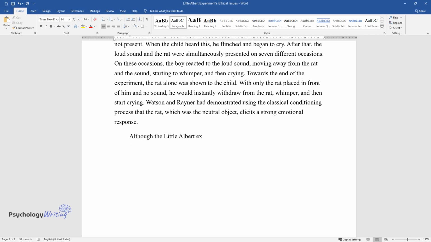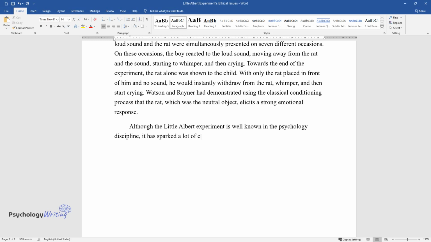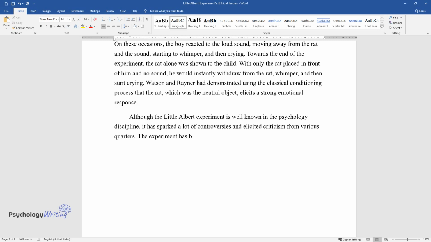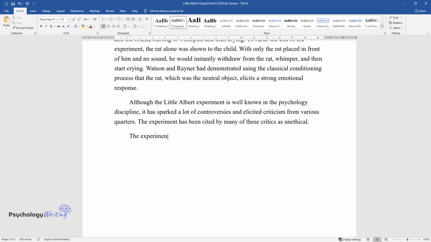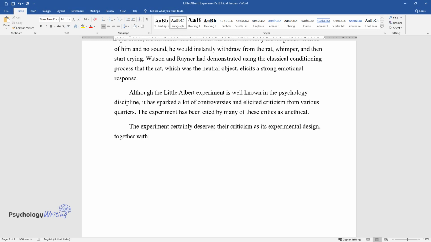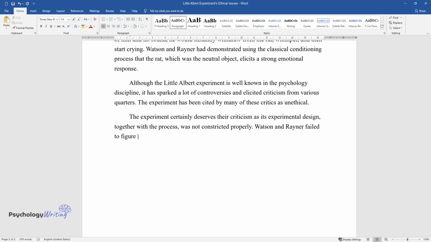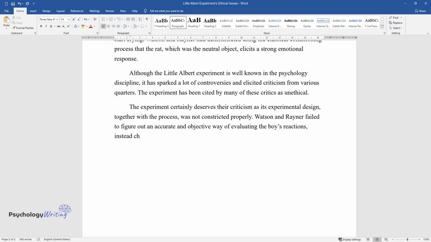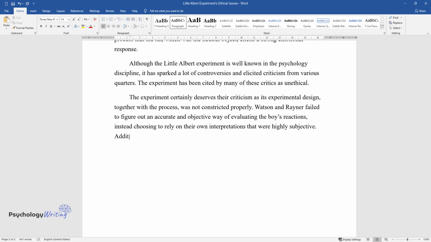Although the Little Albert experiment is well known in the psychology discipline, it has sparked a lot of controversies and elicited criticism from various quarters. The experiment has been cited by many of these critics as unethical. The experiment certainly deserves their criticism as its experimental design, together with the process, was not constructed properly. Watson and Rayner failed to figure out an accurate and objective way of evaluating the boy's reactions, instead choosing to rely on their own interpretations that were highly subjective.